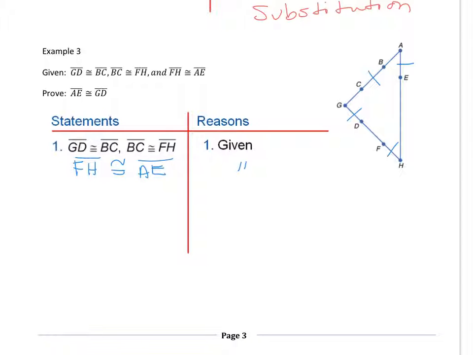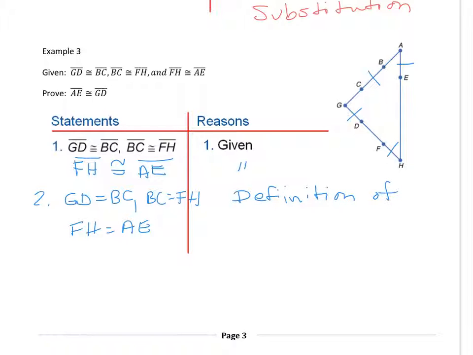Okay, so the nitpicky things are that if two segments are congruent, their segments are equal. So let's just write all that down. GD equals BC. BC equals FH. FH equals AE. This is the definition of congruency. And I'm using a stylus that is not that good. So that's why everything looks messy. I'm going to abbreviate here with the congruency symbol.